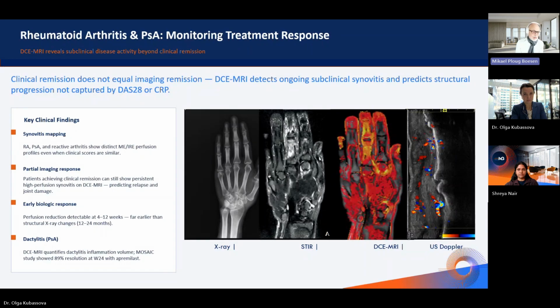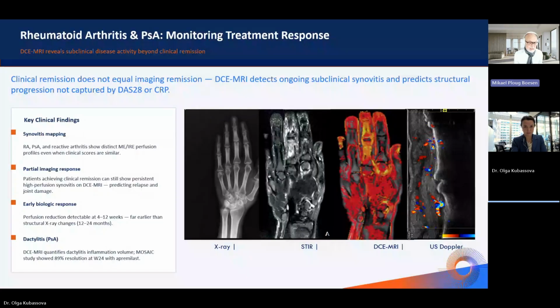So this is the partial clinical reduction, the partial imaging response that you can detect, but it can also show you a very fast response within 4 to 12 weeks, earlier than the static ones, as well as show you inflammation in areas where you don't have a scoring system, like dactylitis. So it also gives you possibilities to develop new composite scores around diseases that have been difficult to encapsulate because they have many different tissues that go into it. So if you take the next one.